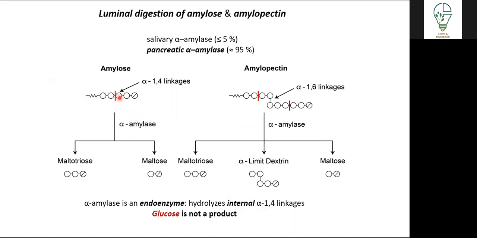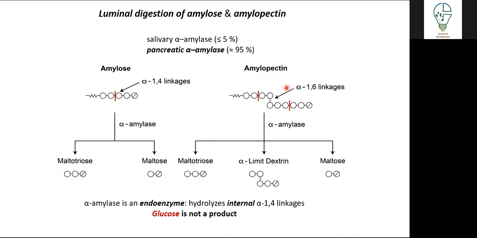That means that the alpha amylase will always leave the amylose in the form of maltose, which is glucose plus glucose, because now this is the terminal one and alpha amylase cannot break this, and maltotriose, which is 3 glucose, and again it cannot break them because this one is a terminal, and this one is also a terminal. So this is the breakdown of amylose.